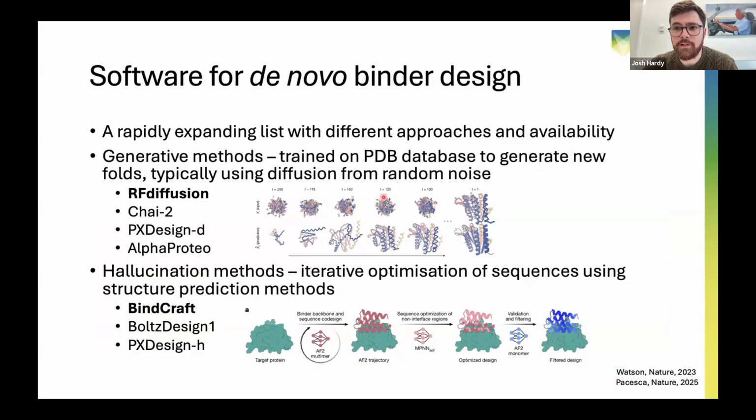The second type are called hallucination methods, and this is where you take a sequence, a random sequence initially, and you optimize it by doing repeated iterations of structure prediction. You repeat this again and again till the sequence evolves and forms a binder that has high confidence. This has been made most popular through Bindcraft, but there are other ones since then. Today I'm going to be talking mostly about RFdiffusion because that's what we've put in ProteinDJ, but I wanted to tell you about some of the other stuff that's out there.